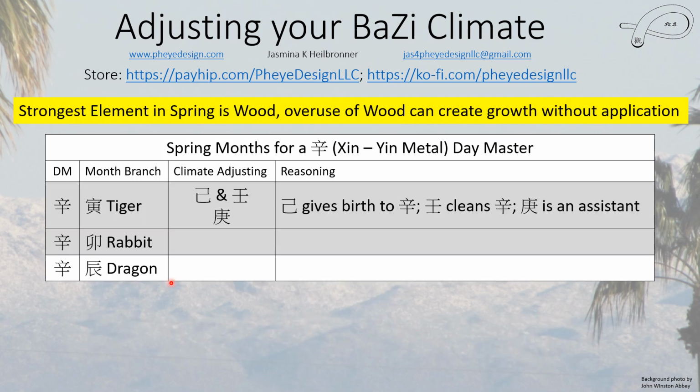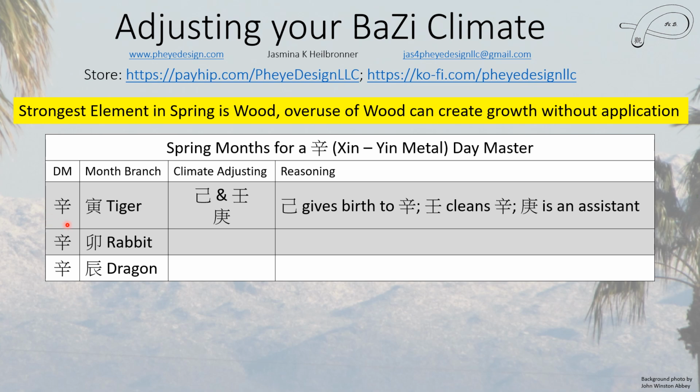So we start again with the spring months. Now wood, metal chops wood. Well, this metal doesn't really chop wood very well, but it may harvest things. So this isn't terribly bad. It can handle wood, I think, a little better than the yang metal can.